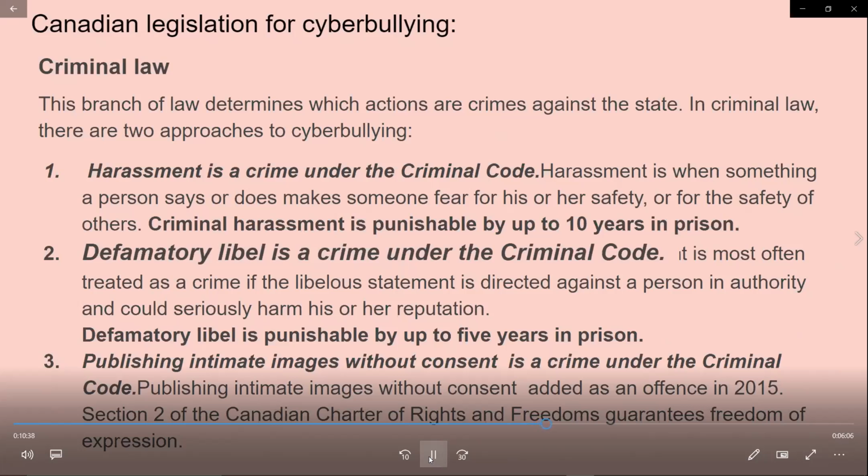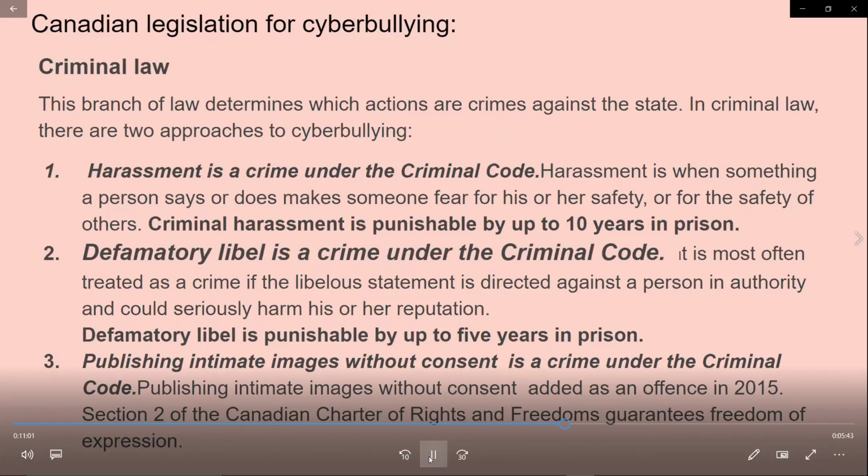Defamatory libel is a crime under the criminal code. It is most often treated as a crime. If the libelous statement is directed against a person in authority and could seriously harm his or her reputation, defamatory libel is punishable by up to 5 years in prison.